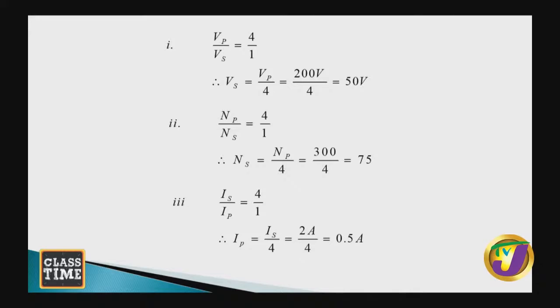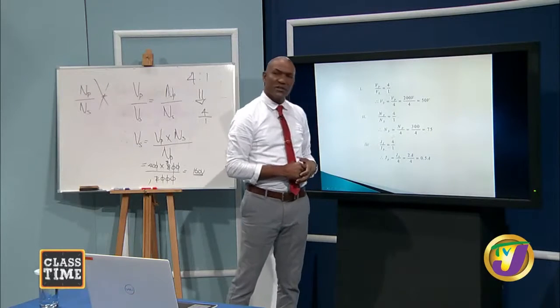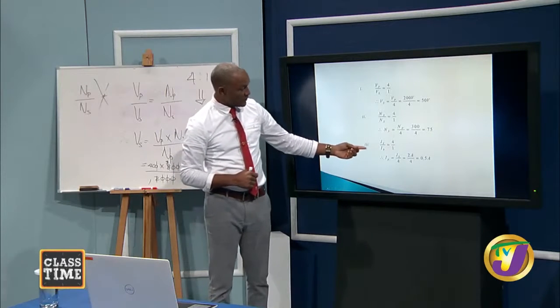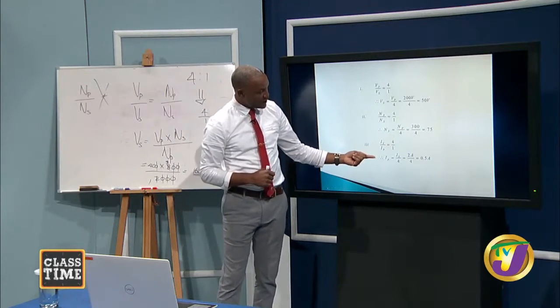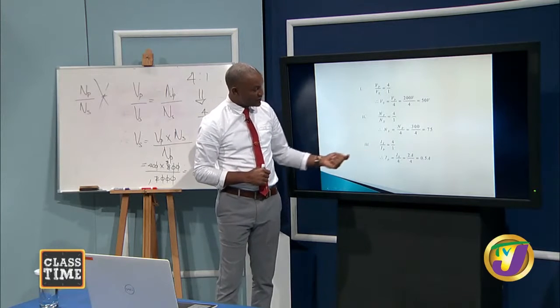Np over Ns. What is this again? Your turns ratio, 4 over 1. It means that your primary turns are 4 times the number of your secondary turns. And you go ahead and do the same principle. Np divided by 4: 300 turns on your primary divided by 4 gives me 75. It says find the current in your secondary and your primary.